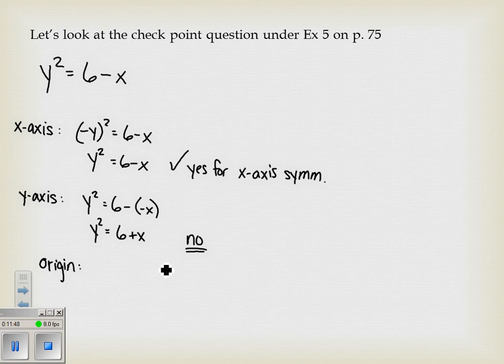Origin check. Now we're going to put the negatives in for both of them. So put the negative y in and the negative x in and simplify. That does not look like it started. We have a plus x rather than a minus x. So no symmetry around the origin.